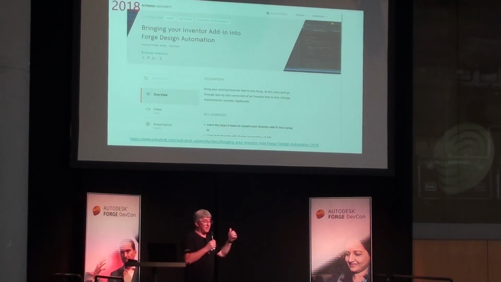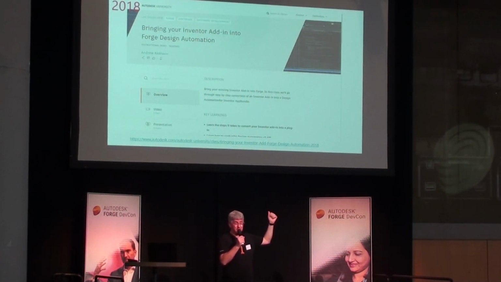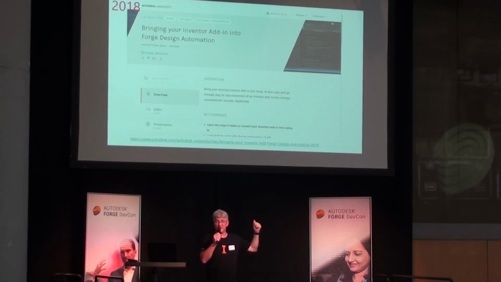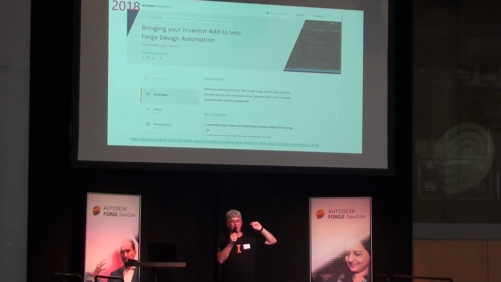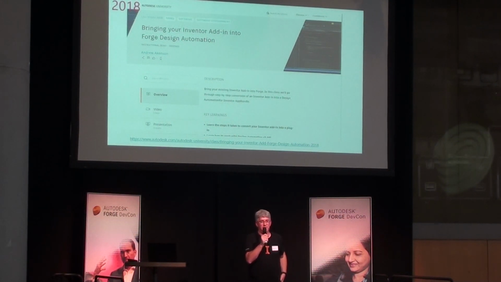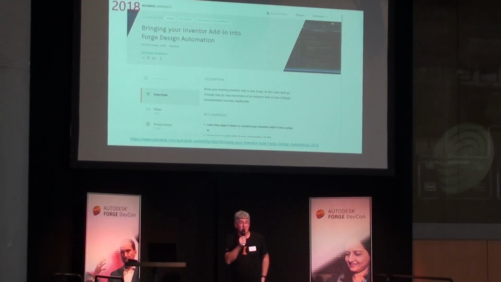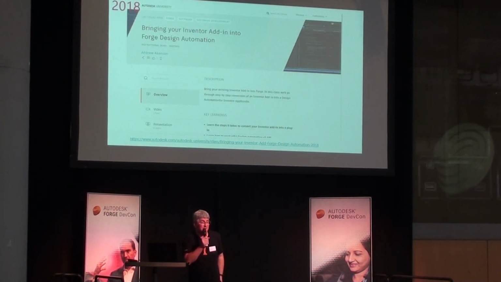Back at AU last year, I did a session on bringing your existing Inventor add-ins into design automation. This goes into more detail on how you can refactor some of your add-in, as well as how you build an app bundle and an activity to define your add-in, and then how you drive that with a work item. This is posted online on the AU website. You can go take a look at it. We have updated some of the tooling since then. I'm actually going to do an update at AU this year. It's going to be an update of this class, but this is still a great place to start.